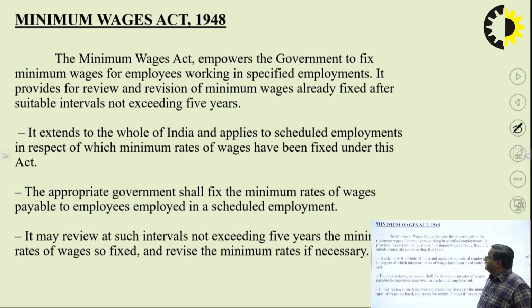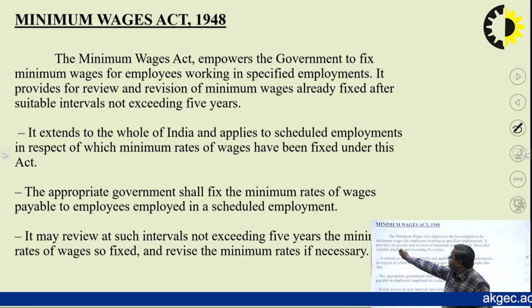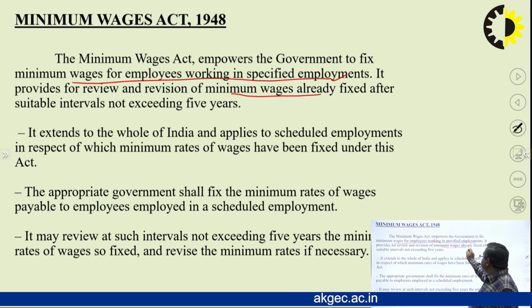Minimum Wages Act. The Minimum Wages Act empowers the government to fix minimum wages for employees working in specified employments. It provides for review and revision of minimum wages already fixed after suitable interval not exceeding 5 years. That means after every 5 years, the minimum wage is required to be again redefined according to the prevailing inflationary phenomena and various other policies of the government.